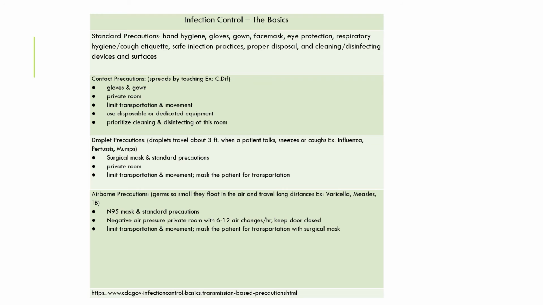And then your airborne precautions, which are germs so small that they float in the air and travel long distances. So you would require an N95 mask in a negative air pressured room. Again, limited transportation and movement. So keeping everybody safe by implementing those infection control precautions.